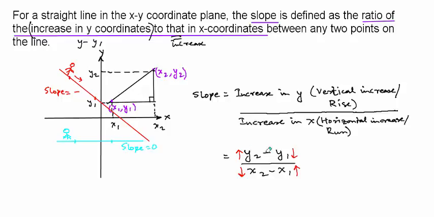Therefore, y2 minus y1, the numerator, this fraction, becomes equal to 0. So no matter which x's you pick, whatever x2 minus x1 is, this is always going to be 0. So the slope is 0.